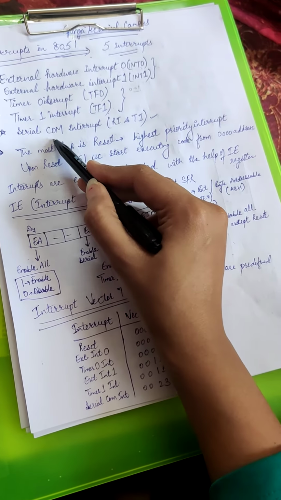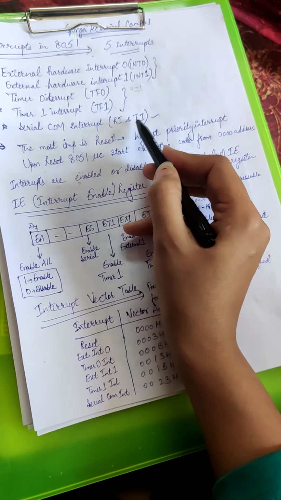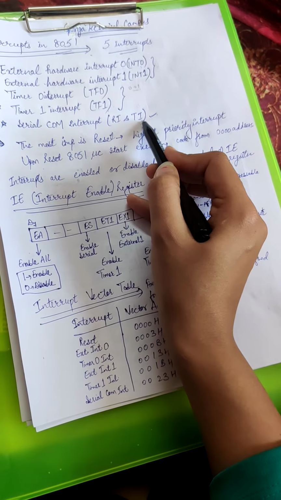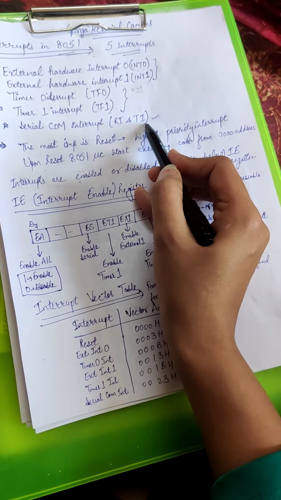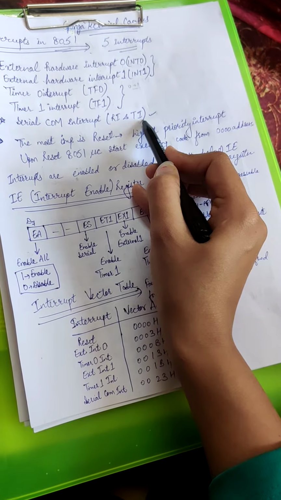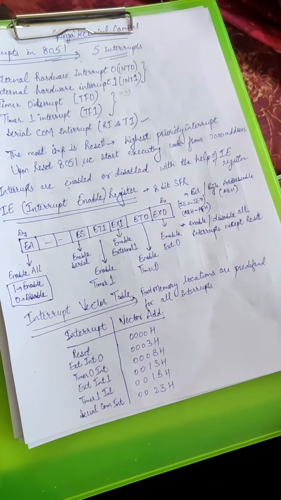And the last one is the serial communication interrupt. Basically it has two interrupts, RI and TI. RI is the receive interrupt and TI is the transmit interrupt. So these are the basic interrupts.